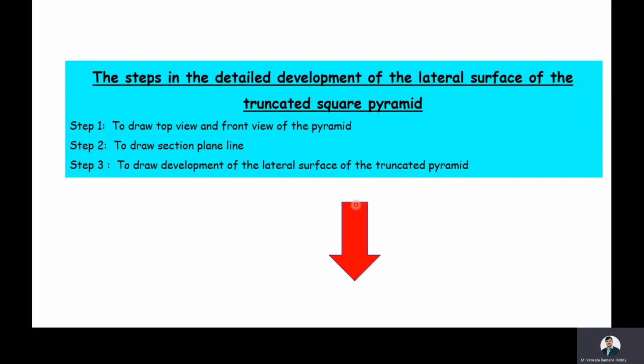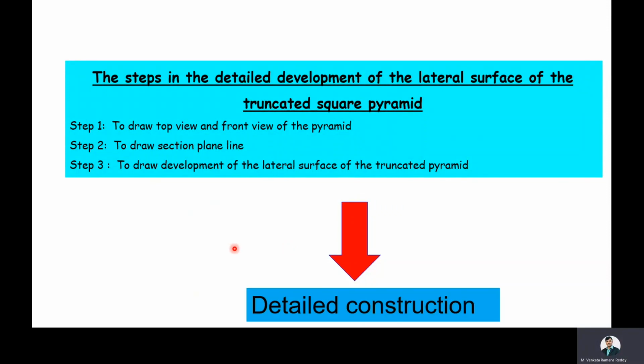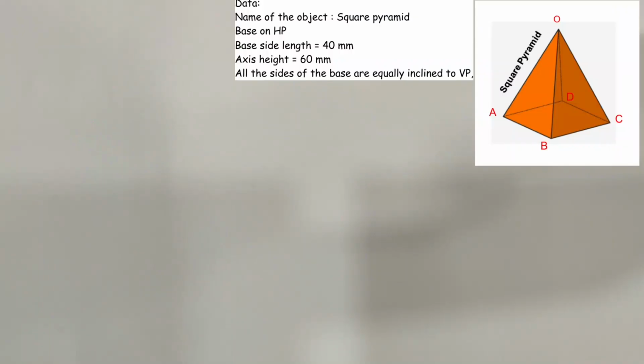With this, we will enter into the detailed construction of the development of the lateral surface of the truncated square pyramid. Here, the square pyramid is resting on its base on HP such that all the sides of the base are equally inclined to the VP. In this position, we need to draw top view as well as front view of the square pyramid. For drawing top view as well as front view of the square pyramid, as a first step, we need to draw XY line.